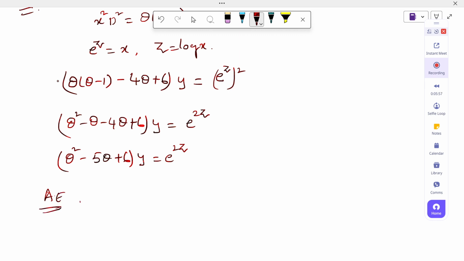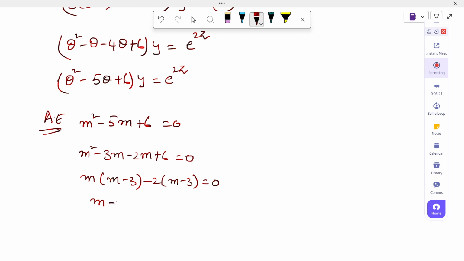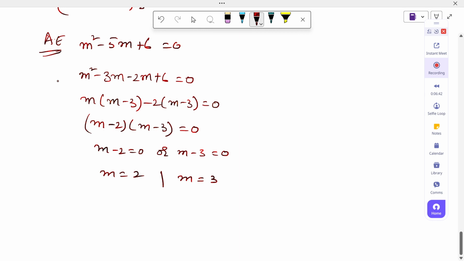What are we going to get? Auxiliary equation: m square minus 5m plus 6 equals 0. m square minus 3m minus 2m plus 6 equals 0. m of (m minus 3) minus 2 of (m minus 3) equals 0. (m minus 2)(m minus 3) equals 0. m minus 2 equals 0, or m minus 3 equals 0. m equals 2, 3. The roots are real and distinct.